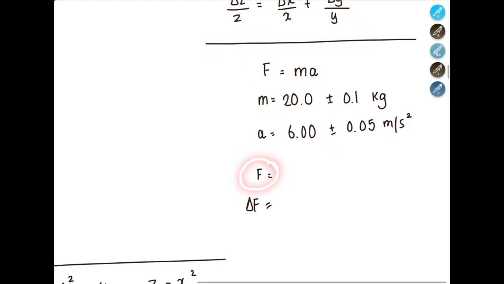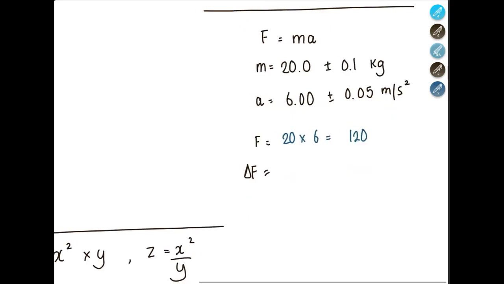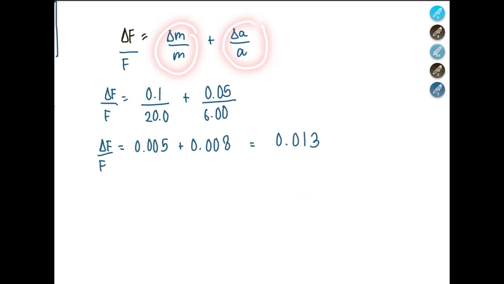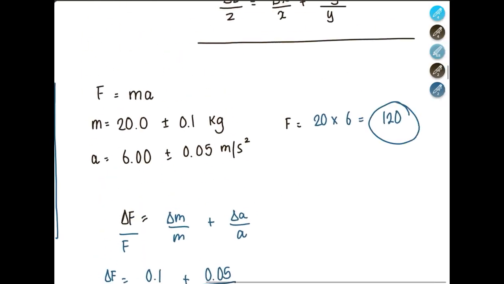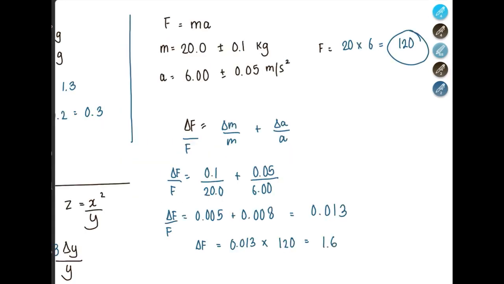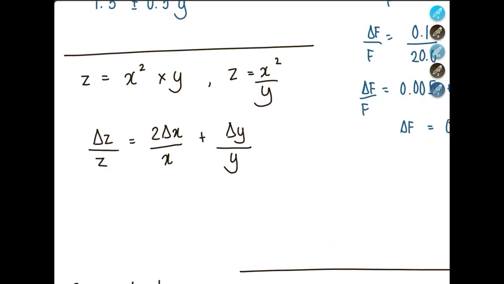Let's find the F first. F is ma. This is going to be 20 multiplied by 6. This is going to be 120. What about delta F? Delta F over F equals delta m over m plus delta a over a. So if you plug in the values, you will get delta F over F is going to be 0.013. In order to find the uncertainty, you have to multiply 0.013 to the force. Force was 120. Multiply this by 120 and you will get 1.6. So that's delta F.